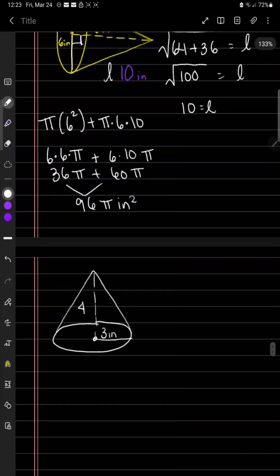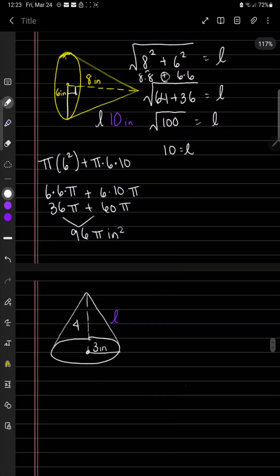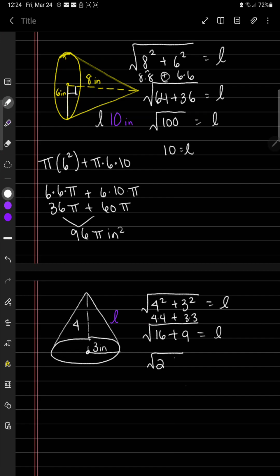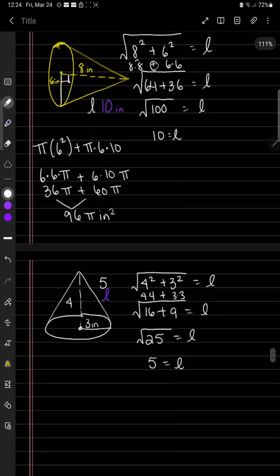So let's say we have this one here. So we don't have our L. So looking at what I did up here at the top, I'm going to do the same exact process. Take those two numbers and square them underneath a square root box. Equals L. 4, this is 4 times 4, that's 16. 3 times 3 is 9. If we add that, it gives us 25. And then we take the perfect square of 25, which is 5. So our L is now 5, and now we can plug into our surface area.